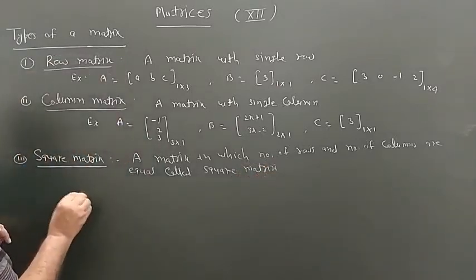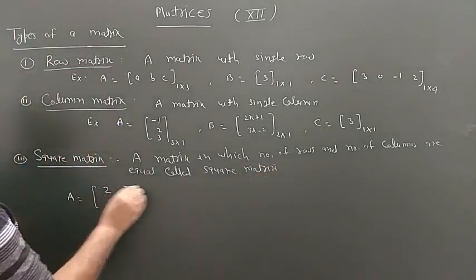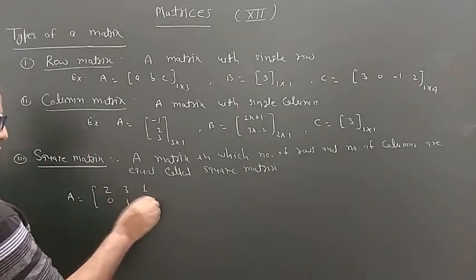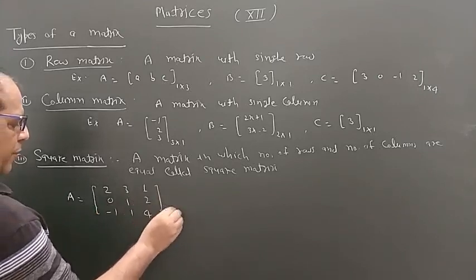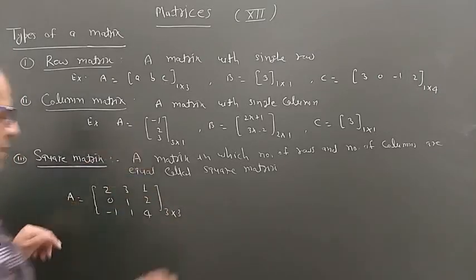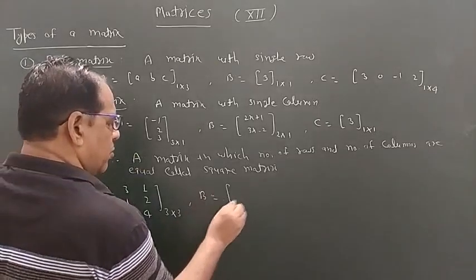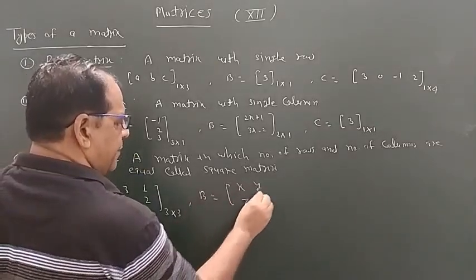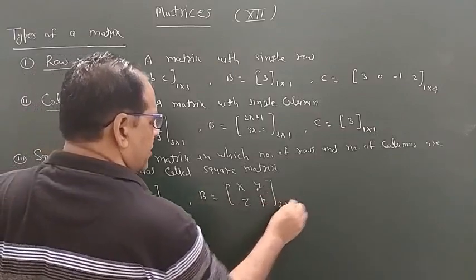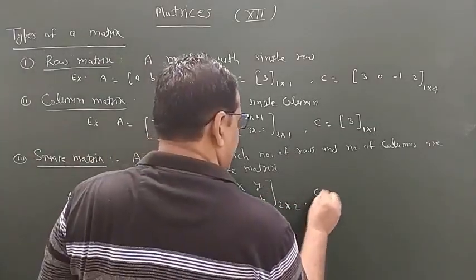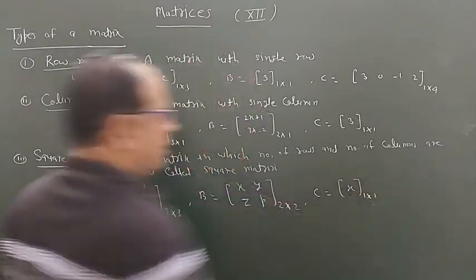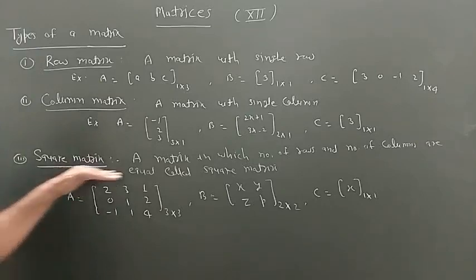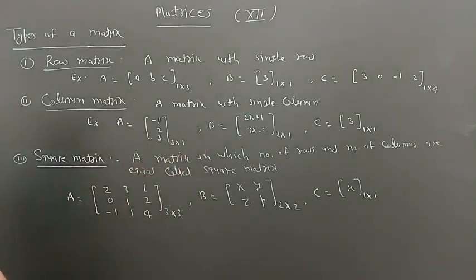For example, 2, 3, 1, 0, 1, 2, minus 1, 1, 4. The number of rows is 3 and the number of columns is 3, so it is known as a square matrix. Another example, B equal to x, y, z, p. This is 2 by 2, also a square matrix. C equal to only x, 1 by 1. This is also called a square matrix. So a matrix in which the number of rows and number of columns are equal is known as a square matrix.